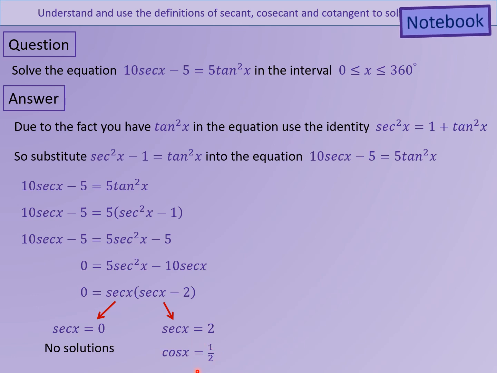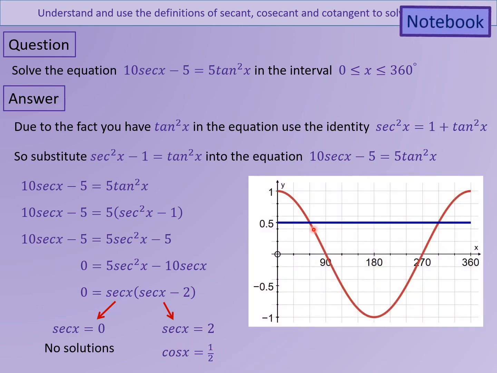Cos equals a half. Get some solutions. There's the first one my calculator tells me: 60 degrees. Take that away from 360, 300. There's my two solutions. Right, so once you've got your two solutions, that equation, you can move on.